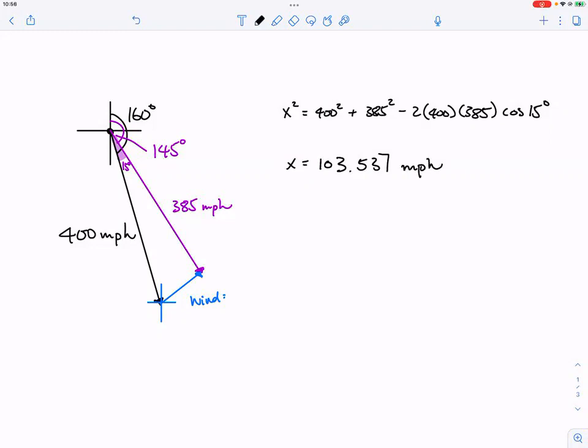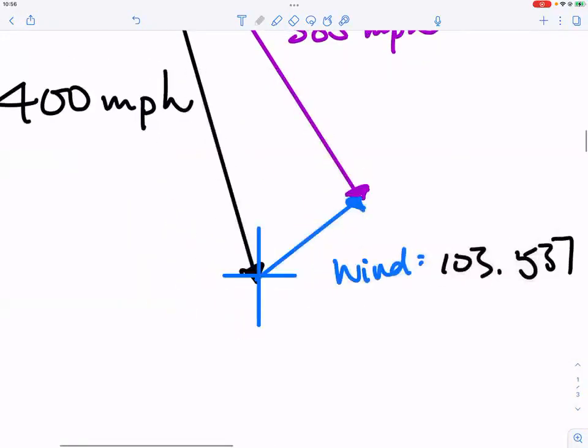Yes, okay. So that's easy. That's pretty easy. So 103.537 miles per hour. That's a wind speed. That's pretty gusty. But we then need to find out the direction. So we need to find out this direction.